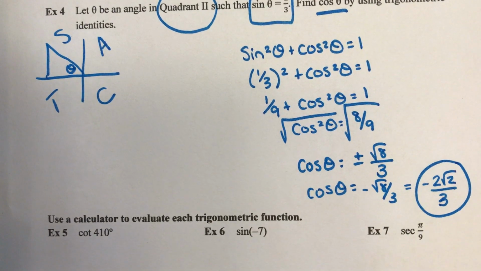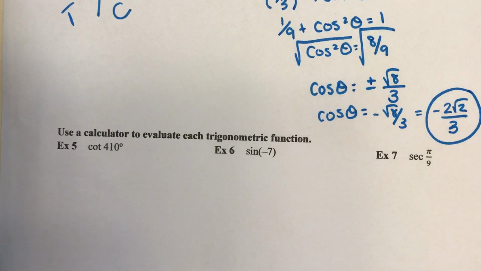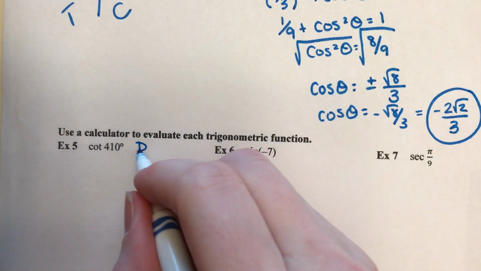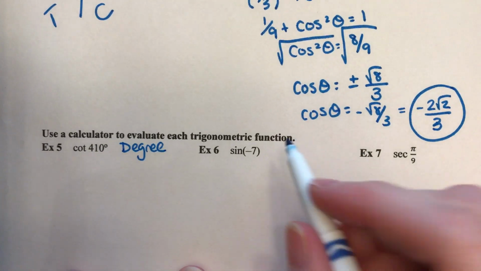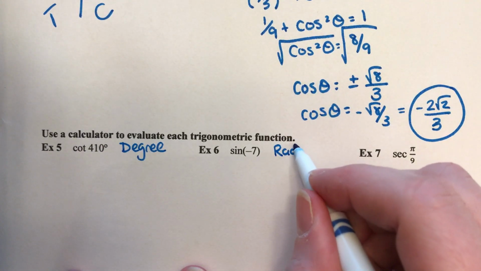Okay, last part here, we're going to use our calculator to evaluate. So the main thing is knowing what mode you should be in. So 5 should be in degree mode. And then the other two, there's no degree symbol. So for both of these, we should be in radians.